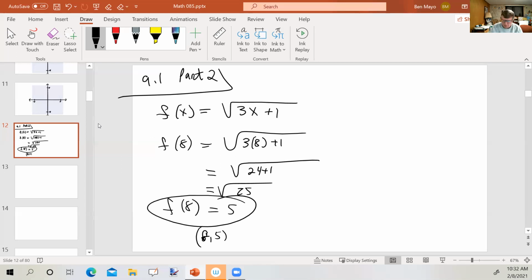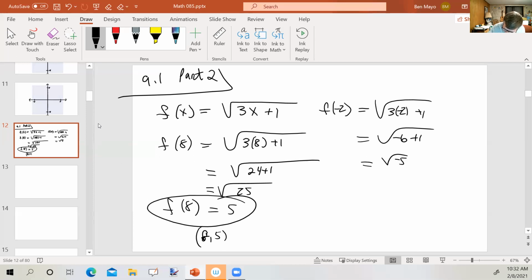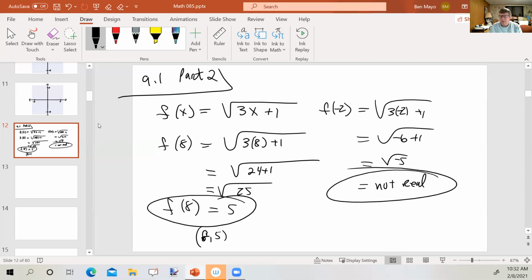All right, let's take a look at the same function, but with a different value, -2. F of -2 would be the square root of 3 times -2 plus 1, which is the square root of -6 plus 1, which is the square root of -5, which is not real. Keep in mind, you can't take an even root of a negative number and get a real solution. So basically, -2 is not in the domain of this function. Any questions about that?